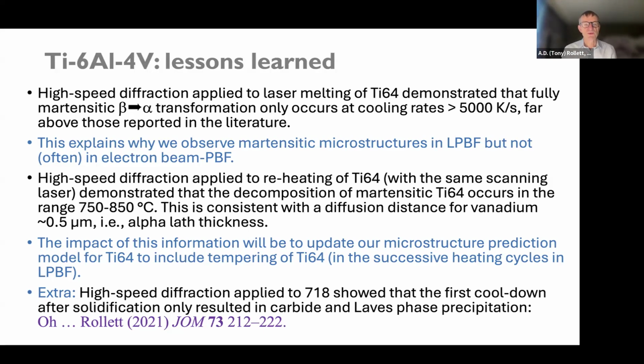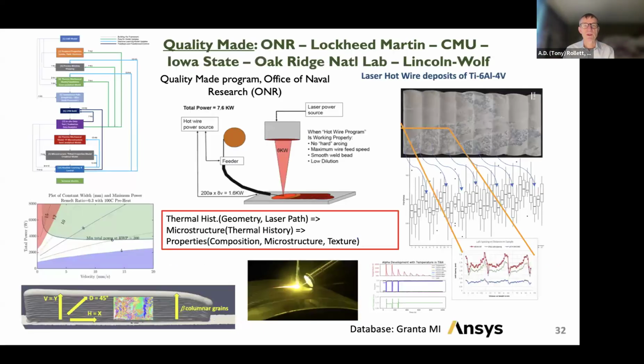Something that represents future work, this penultimate bullet, is that the microstructure prediction code that I mentioned at the beginning doesn't yet have a good model for what I'm calling the tempering of Ti-6-4, in other words, the reheating, but that will definitely be needed. And then there are lots of other applications.